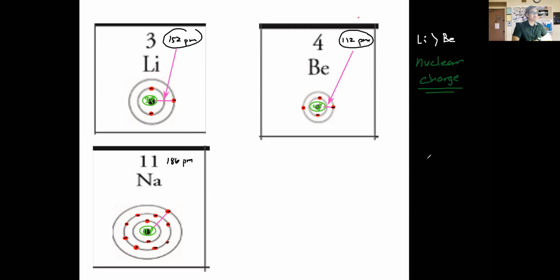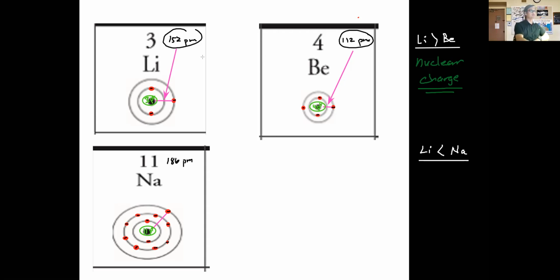And so what we notice here is that between lithium and sodium, lithium is the smaller atom. So the nuclear charge on sodium is obviously greater. There's 11 protons. Lithium only has 3, and yet lithium is the smaller atom. So the explanation for the period trend is going to be different from the explanation for the group trend. For the period trend, the explanation is change in nuclear charge. The nuclear charge is getting smaller and smaller as you go towards the left in a period.